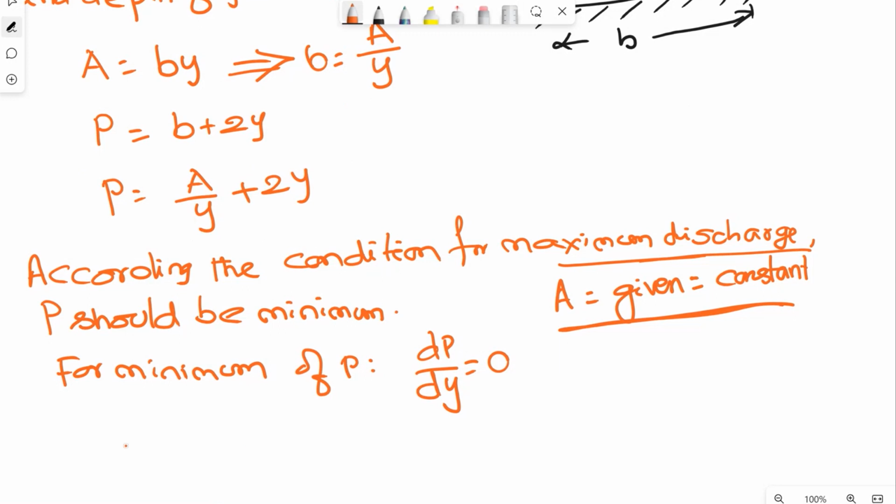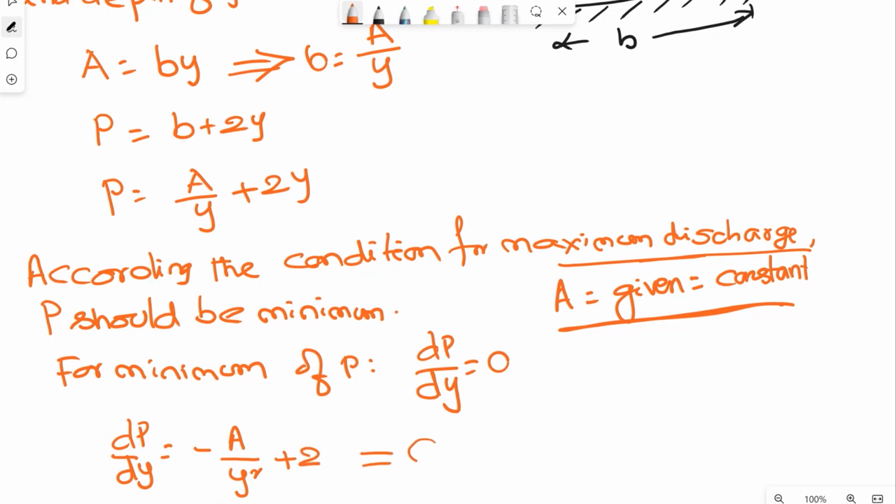So now let us find out what dP by dy is equal to in the above expression. dP by dy is equal to minus A by y squared, because it is y to the power of minus 1, so differentiating gives minus 1, which is why this minus has come, y to the power of minus 2, which becomes y squared in the denominator, but here plus 2.